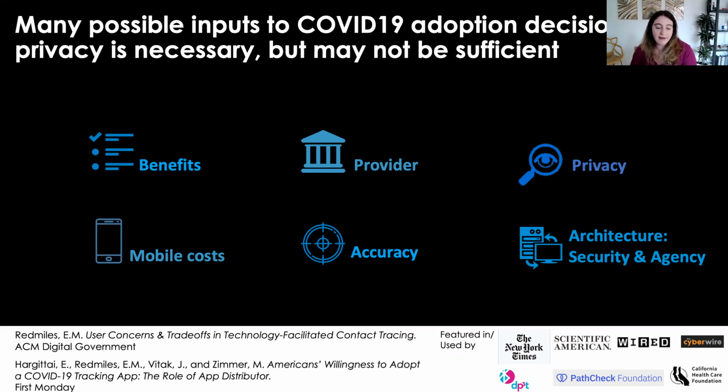People also cared about how accurate the app was. So thinking about those benefits, well, is it really going to deliver on them? Is it going to be accurate? Is it going to be effective? And finally, closely related to privacy, people cared about security and agency. Am I going to be able to delete my data? Is it going to be safe? Is it going to get hacked?